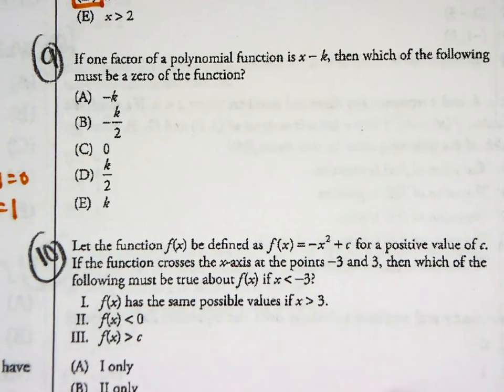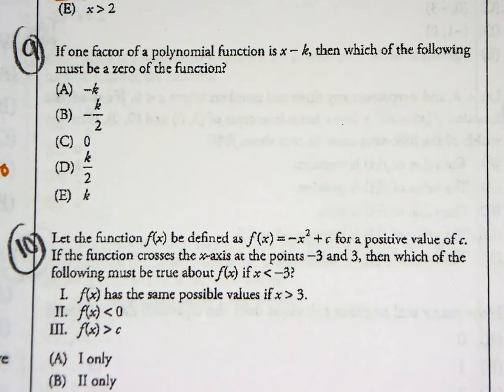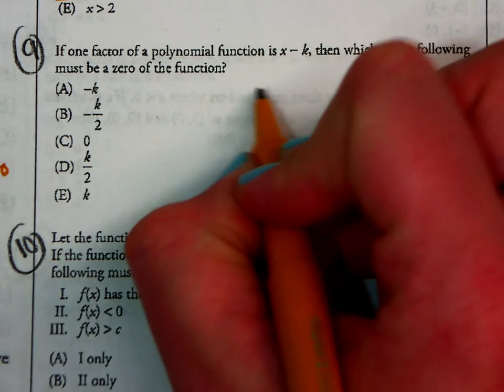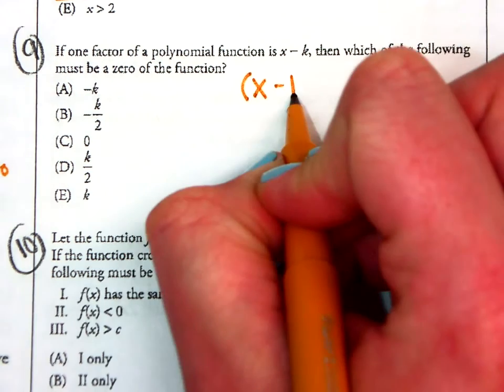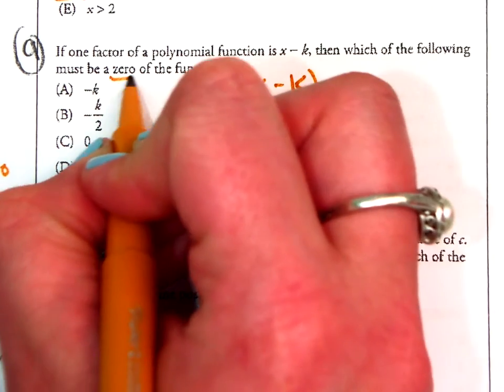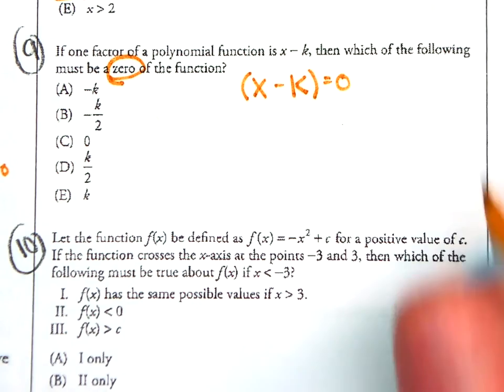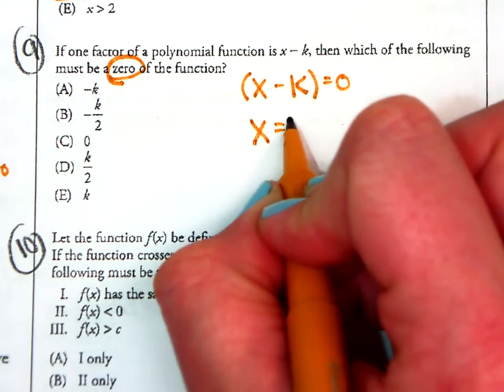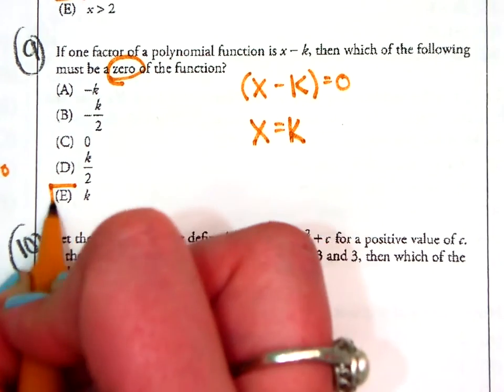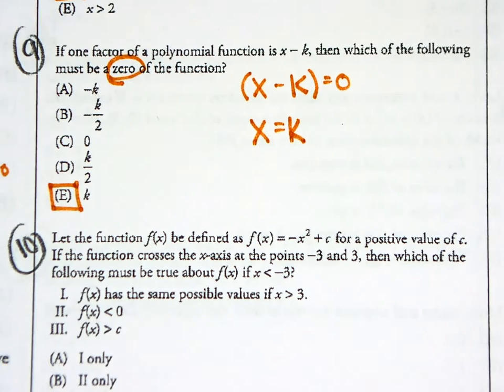Number 9, if one factor of a polynomial function is x minus k, what could be a 0 of the function? Remember, if it's a factor, it's going to look like this in parentheses, and if it's a 0 of the function, it's actually going to equal 0. So x would equal k, leaving you with answer E. So all we're doing here is we're taking our value and setting it equal to 0, and then solving for x.